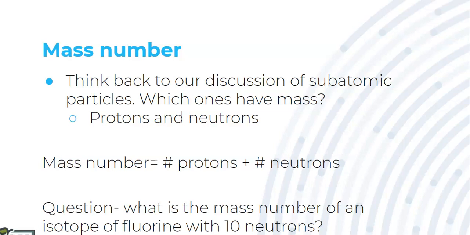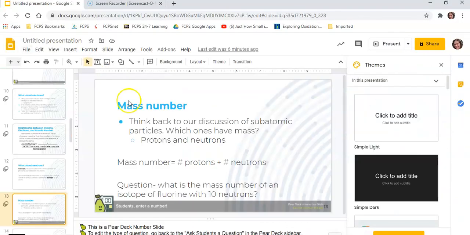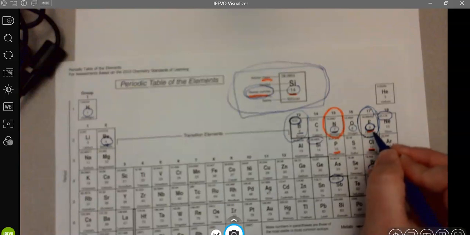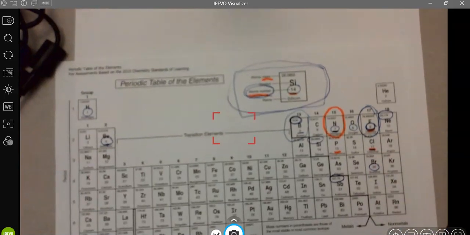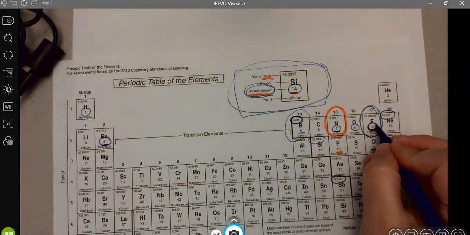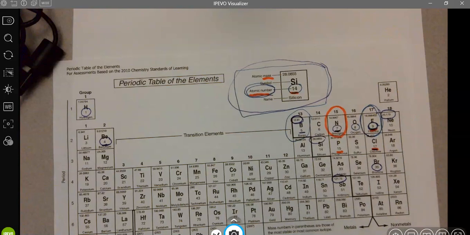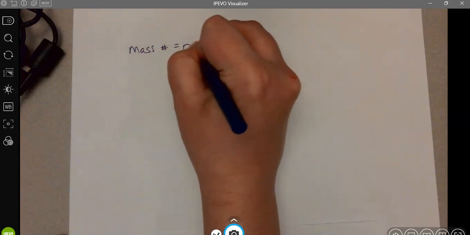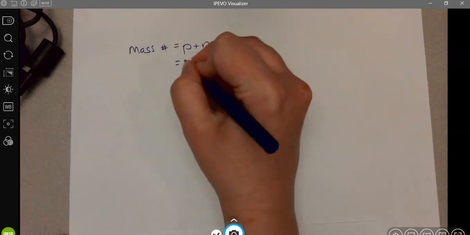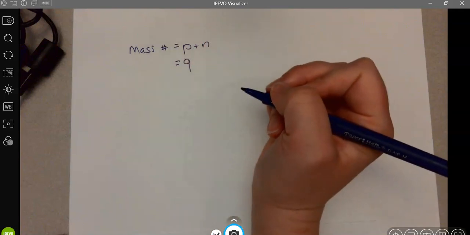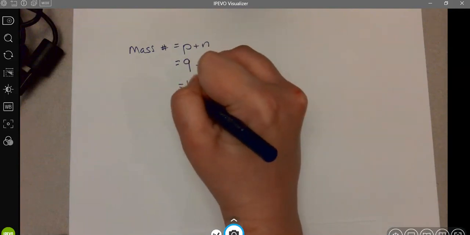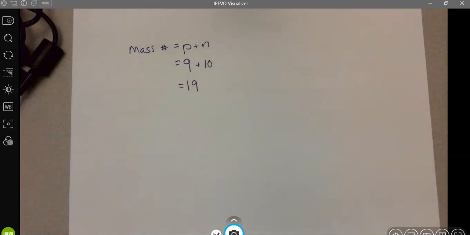Okay, so let's take a quick look at that. Now, fluorine on the periodic table is right here, and it has a mass number, there we go. It has a mass number of 9. Okay, so if I want to know the mass number of fluorine with 10 neutrons, the mass number is protons plus neutrons. Based on my periodic table, I know that there are 9 protons in fluorine. The problem told me that there were 10 neutrons, so the mass number of this isotope must be 19.